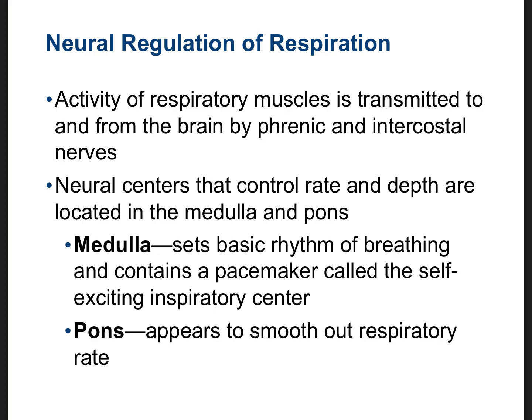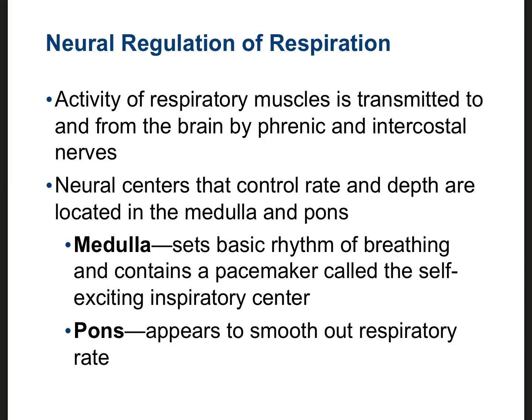For whatever reason, there are going to be a couple of different inputs that will need to be changed. All right? What happens if I don't have enough oxygen? Does respiratory rate stay the same, go up, or go down? If you don't have enough oxygen in your blood, it'll go up, right? I need to get more oxygen in. What happens if I have too much carbon dioxide in the blood? It goes up. I need to get rid of carbon dioxide.